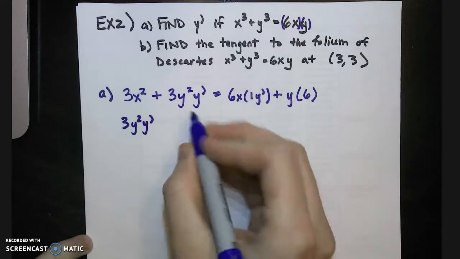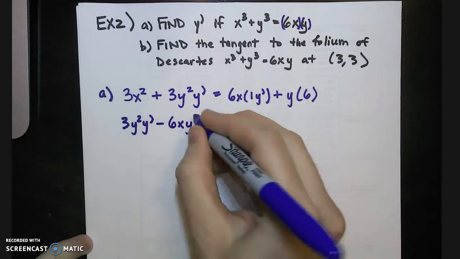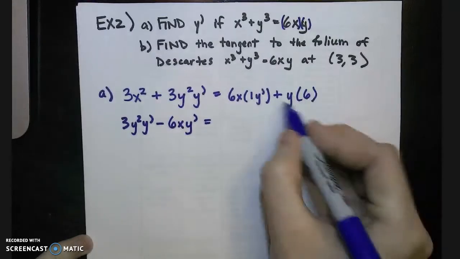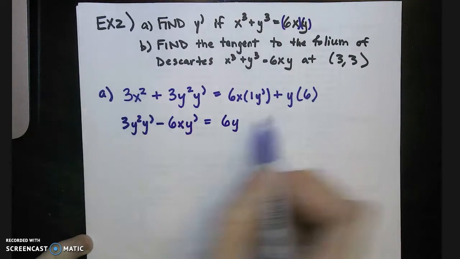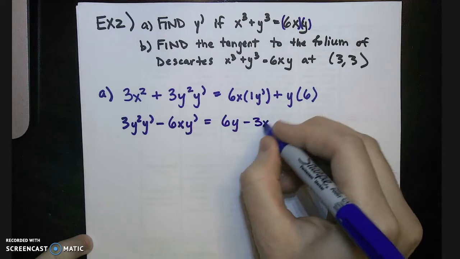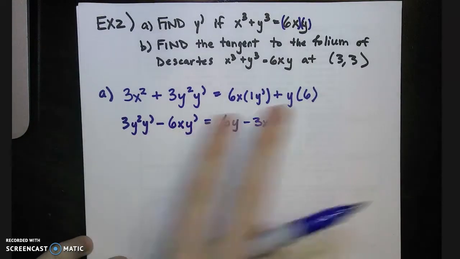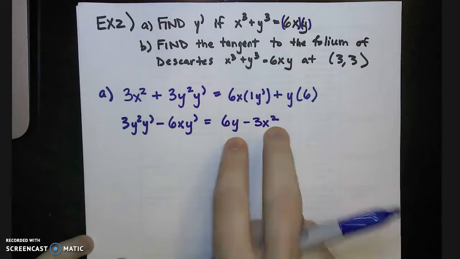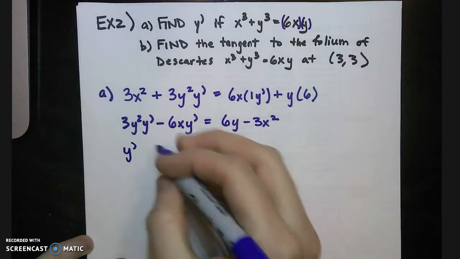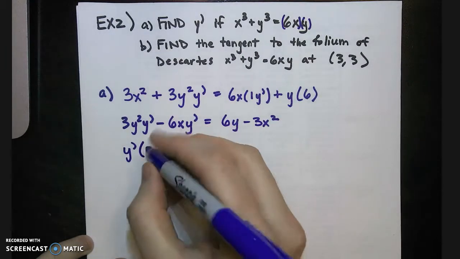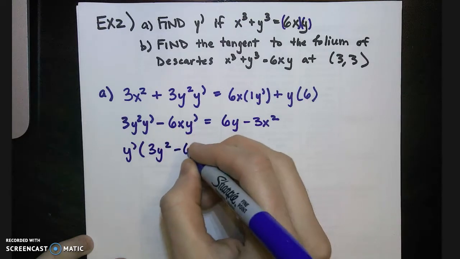Then I'm subtracting this one over here because it has a y prime on it. Over here I have a 6y, and I'm subtracting 3x squared to the other side. So now I've got my y prime terms on the left, my non-y prime terms on the right. And then you want to factor out the y prime. And so that's why we wanted all of our y primes on the left, so that we could do this factoring step.